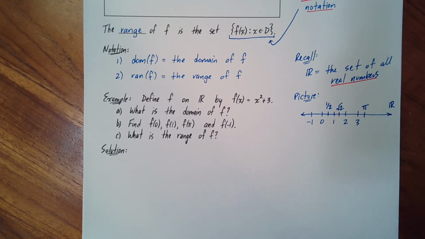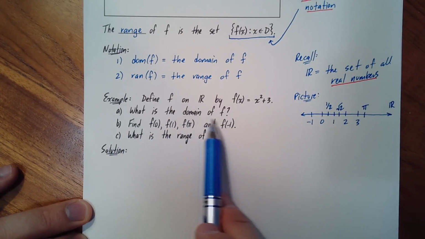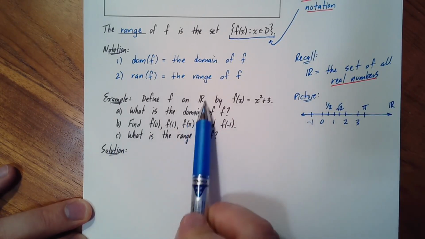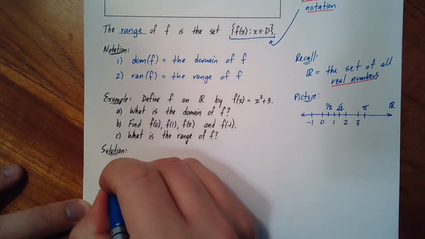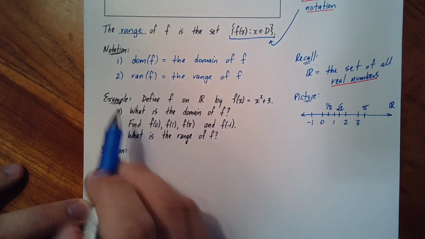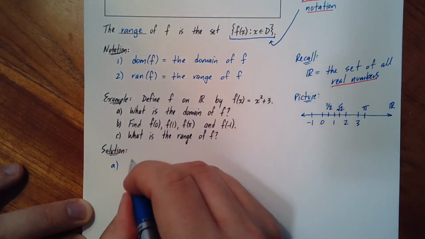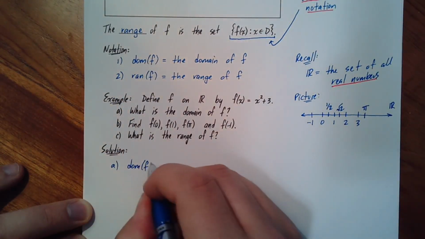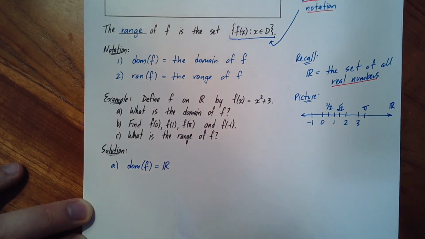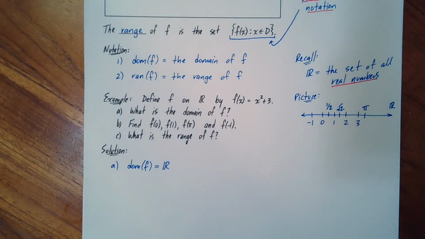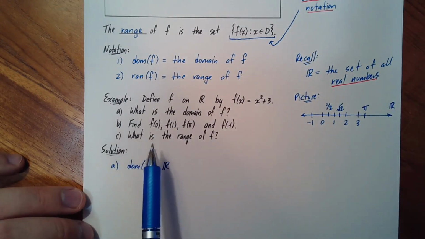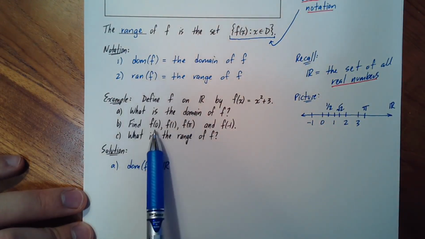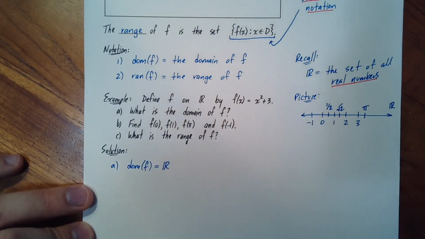So that's sensible. So for part A, what is the domain of f? It's the set of all real numbers. And in fact, we're told that right here. So for part A, we can use this notation up here. We can write the domain of f is equal to all real numbers. That's just the easiest way to say it. Okay, so for part B, we're going to evaluate the function at several input values. So f of 0, f of 1, f of pi, and f of negative 1.